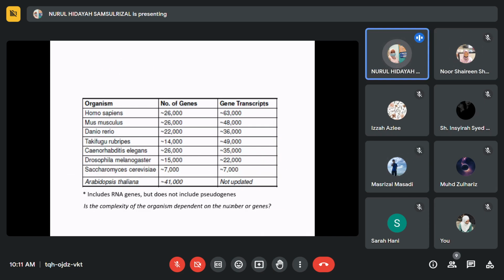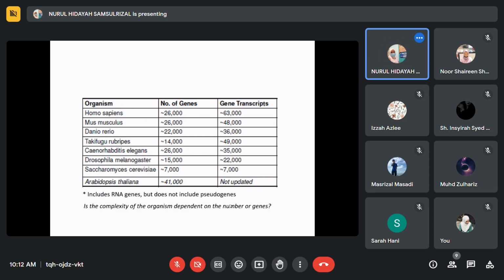Alright, so when we map back the number of genes and the number of transcripts here, we can see it's totally different. Before this we had many genes, but in terms of Homo sapiens, only about 26,000 genes. But the number of transcripts that have been produced is quite large, 63,000 transcripts. So you can see the difference, the number is more than double. The transcripts that it produces are many more.